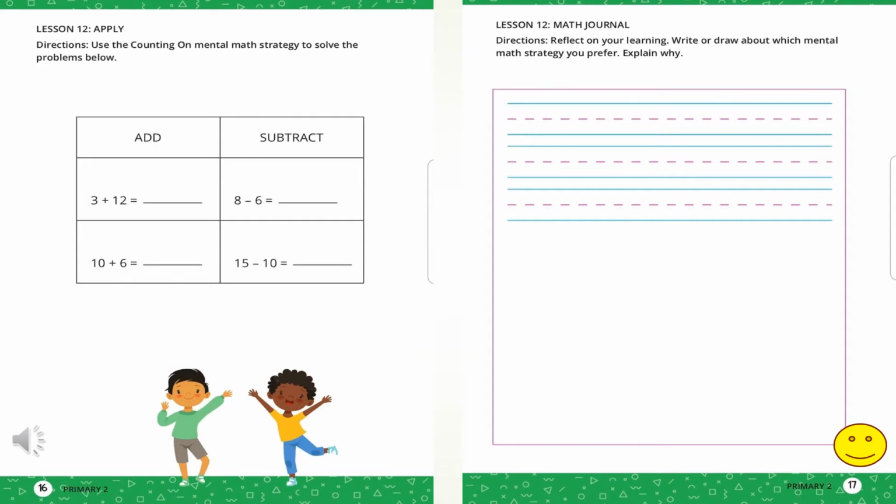On the next page, it asks you to write or draw about which mental math strategy you prefer. Which one do you like, or which one do you prefer? Counting or doubles? It's for you and you can answer it by yourself. Thank you.